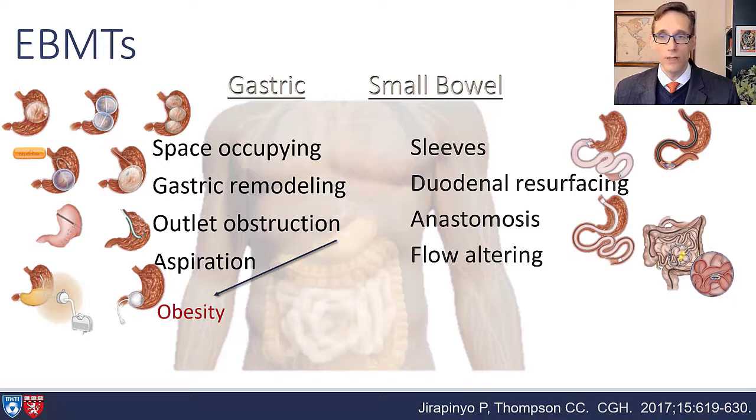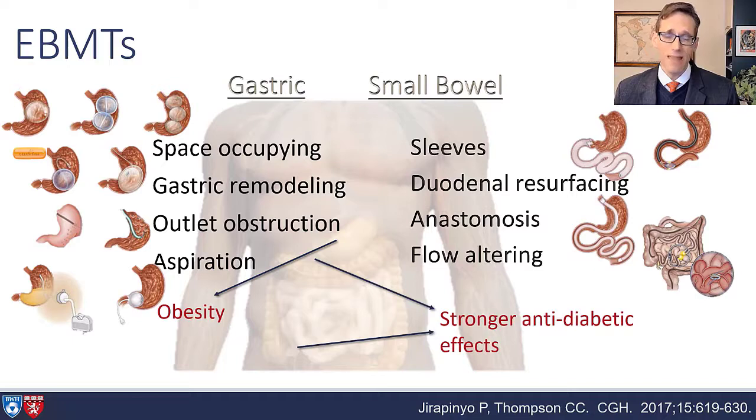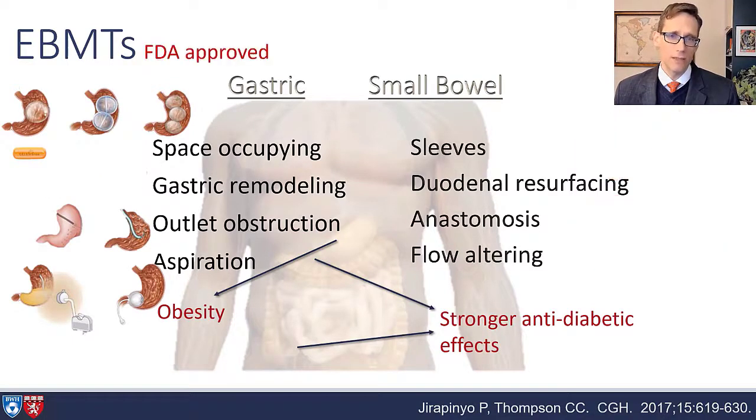The other category are small bowel devices. These include liners that cover the small bowel, duodenal mucosal resurfacing, anastomotic devices, and flow altering devices. And these are thought to have direct metabolic effects with less weight loss. Several of these gastric devices are approved by the FDA and are in current use in the United States, whereas the small bowel devices are in clinical trials throughout the world.